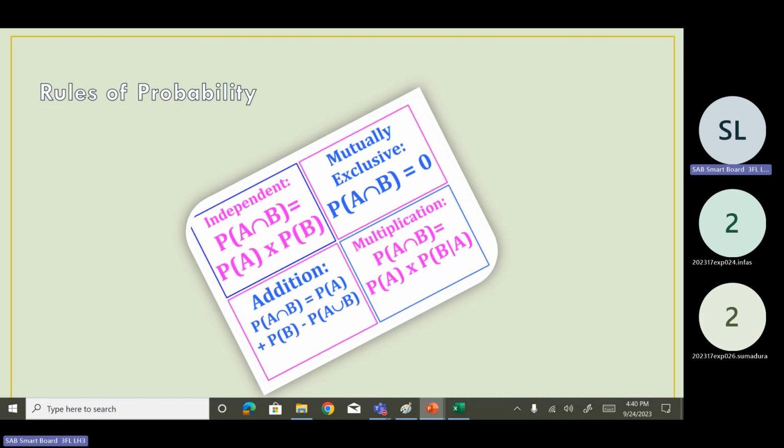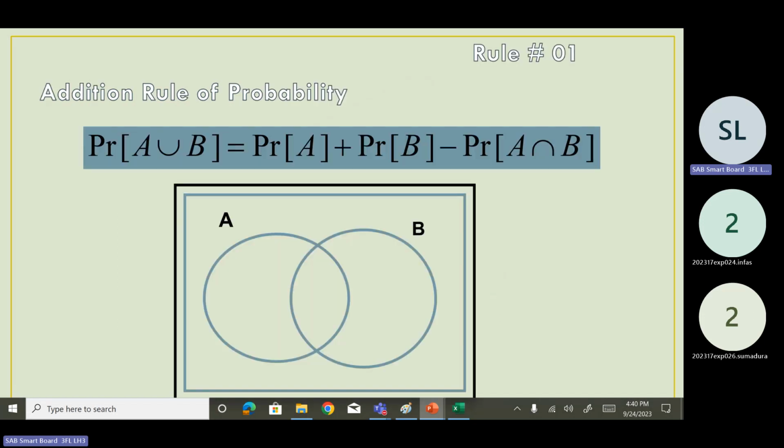So rules of probability. Rule number one, addition rule of probability.